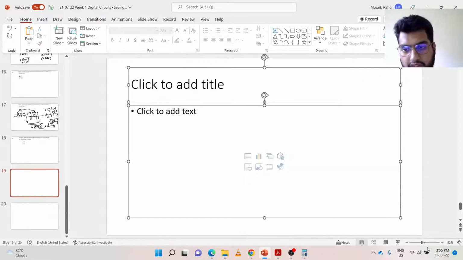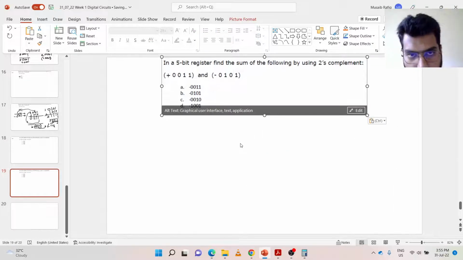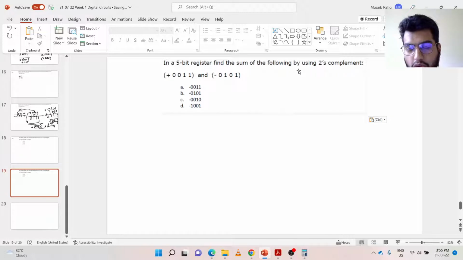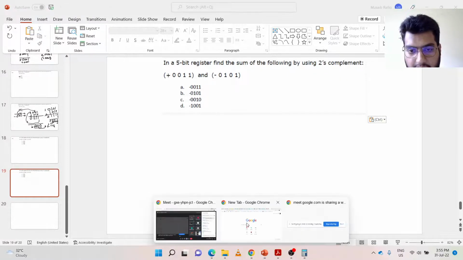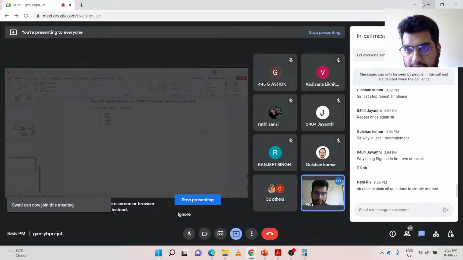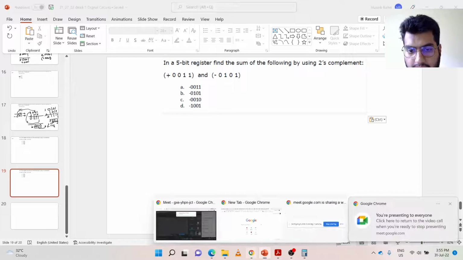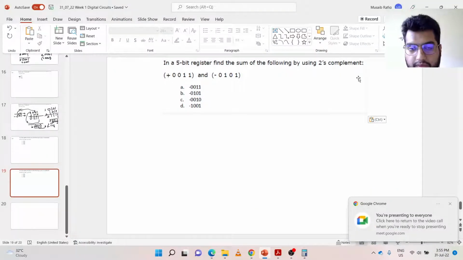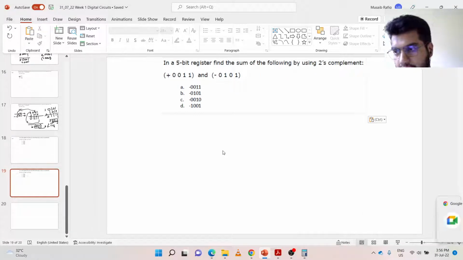So the final question that I have prepared for today is this. In a 5-bit register, again we have this 5-bit register, find the sum of the following using 2's complement method. Previously we have used the 1's complement method. So now we will be using the 2's complement method.